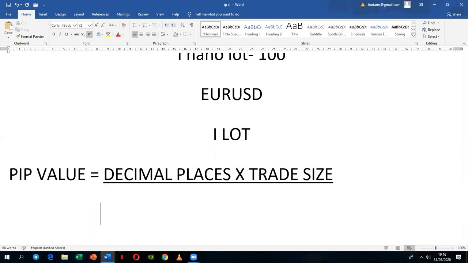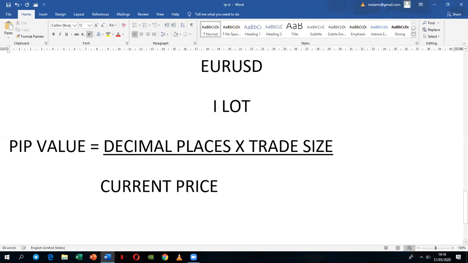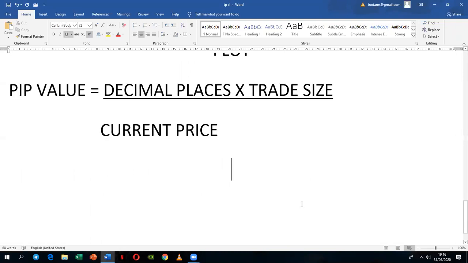There are 5. So we are going to place them the way they are. Then you divide that whole thing by the current market price. What was the market price for Euro USD? What price did it close at last week? So this is the formula. So let's put in these things.